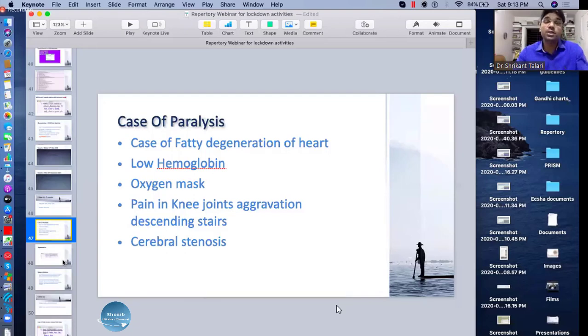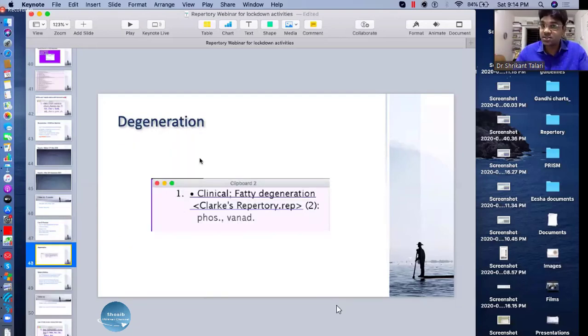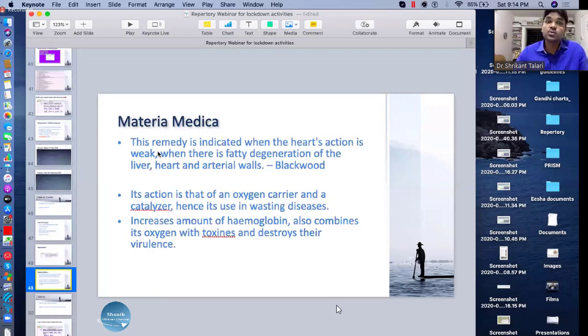Degeneration has to be there in this patient. So like I did in the previous case, I searched the repertory, I put those words and I told it, show me all the remedies, all the rubrics from all the repertories which have the word degeneration in it. And I find this from Clark's dictionary, which says clinical fatty degeneration. There are only two remedies, phosphorus and vanadium. And then when you read vanadium from Boericke, this is what you see.